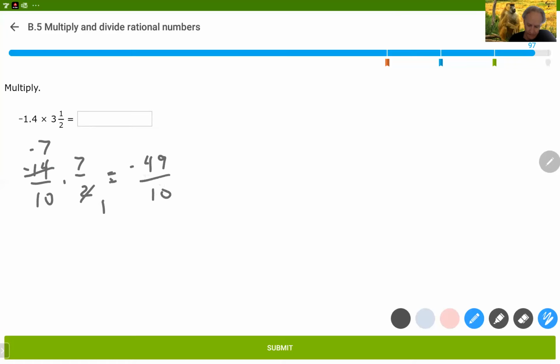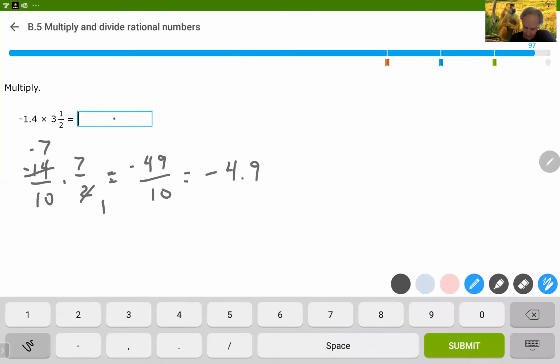Now, a lot of people look at this and go, oh, that's an ugly fraction. But look, it's the same as negative 4.9. Either one of these is fine. I kind of like the negative 4.9 in this case.